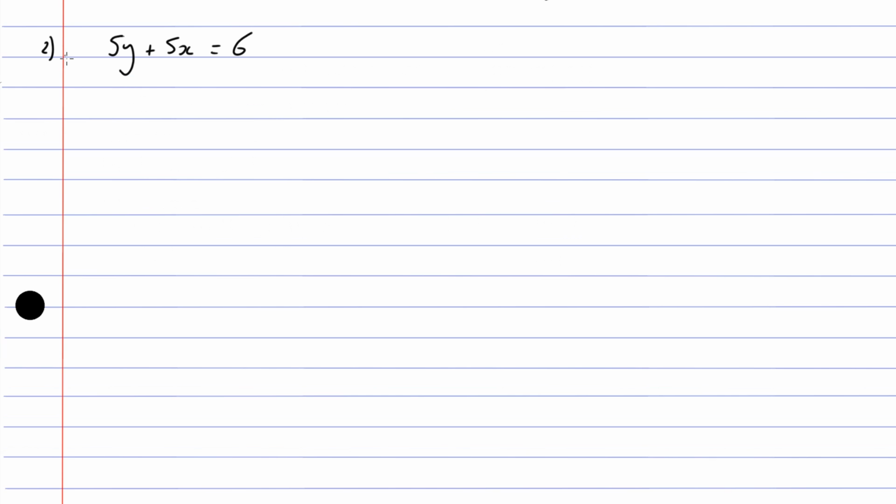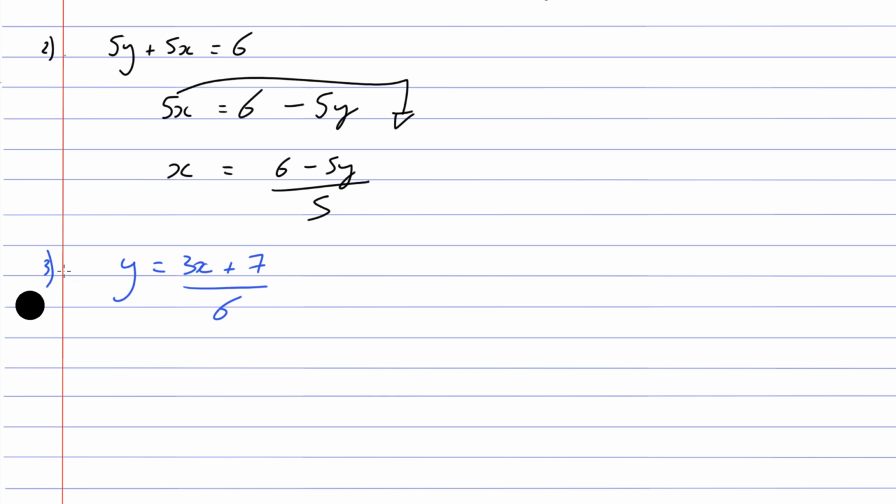So we have 5y plus 5x equals 6. So to get the x term on its own, we'll move the 5y to the other side. So 5x is equal to 6 take away 5y, but we only want 1 lot of x, so the 5 does a swap and drop. Divide both sides by 5, we have x equals 6 minus 5y all over 5.